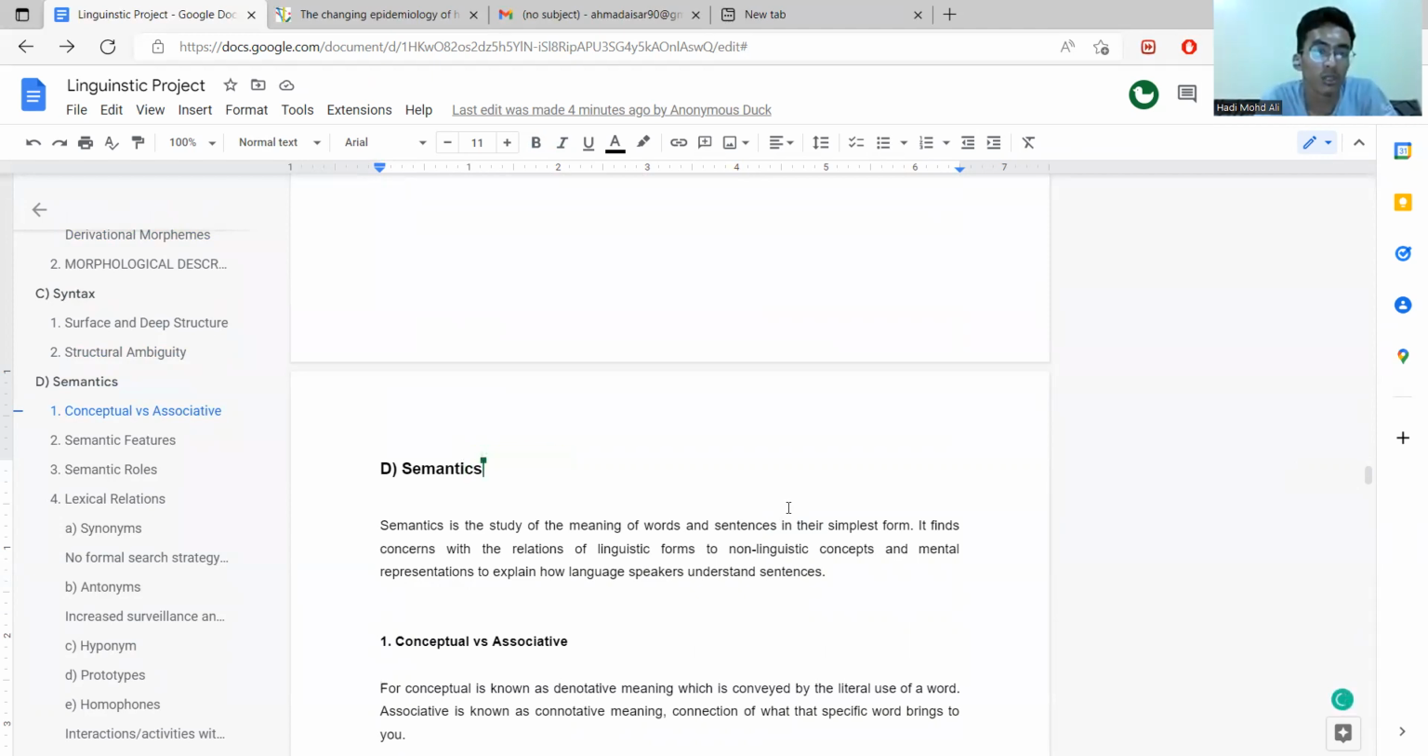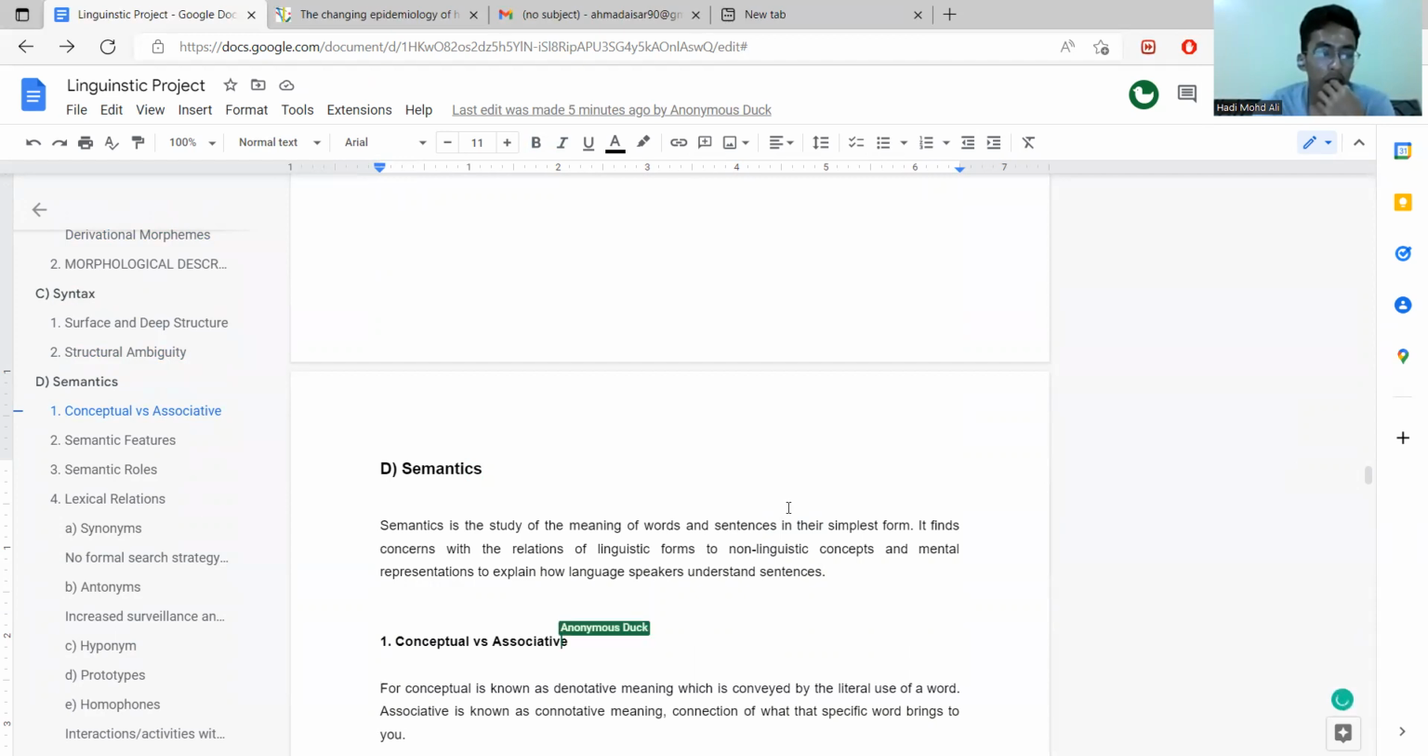Semantics has a lot of parts, which are conceptual versus associative, semantic features, and a lot more. Semantics is the study of the meaning of words and sentences in their simplest form. It is concerned with the relation of linguistic forms to non-linguistic concepts and mental representations to explain how language speakers understand sentences. So the first part of semantics is conceptual versus associative.